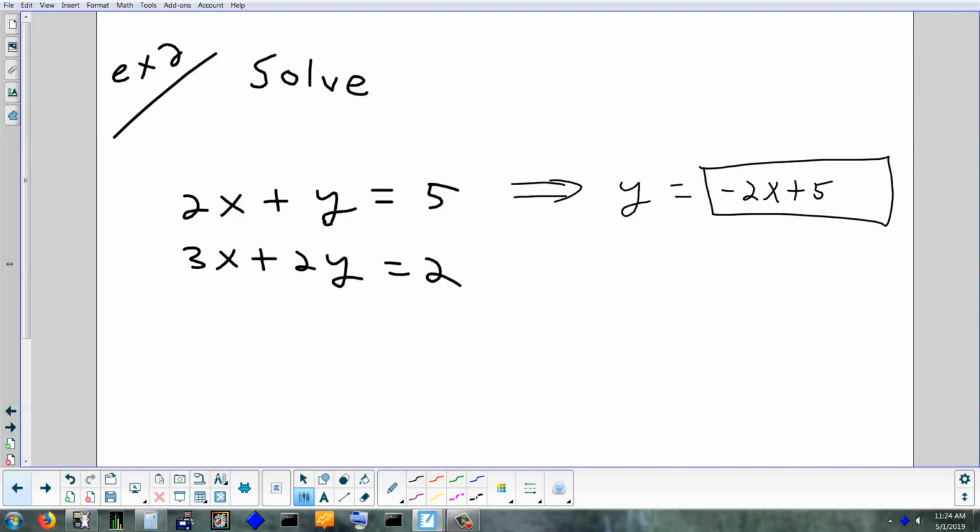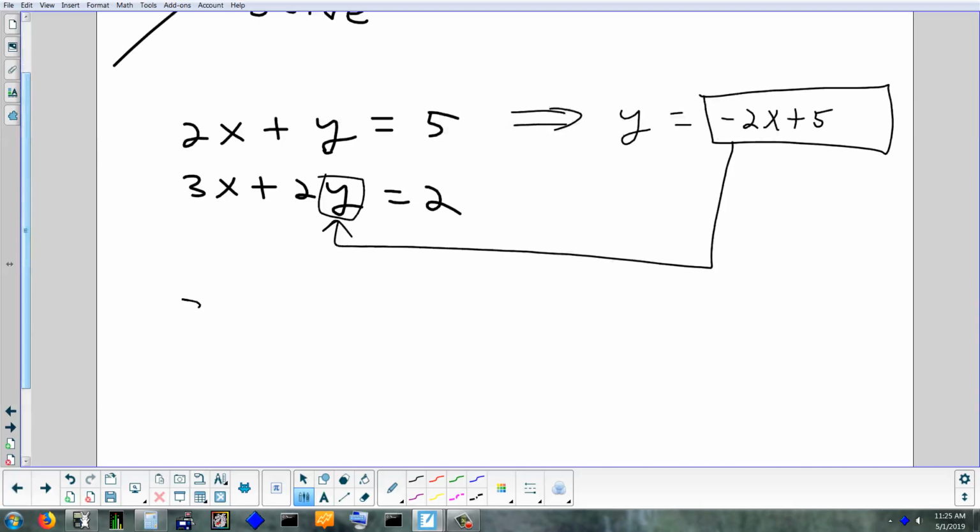Right. And Connor, what am I going to do with that negative 2x plus 5? You're going to plug it in for y in the second equation. Yep. I'm going to plug it in for y right there. So I'm going to do 3x plus. Now, can someone tell me how to write it when I plug it in? Because I have to be careful how I write this.